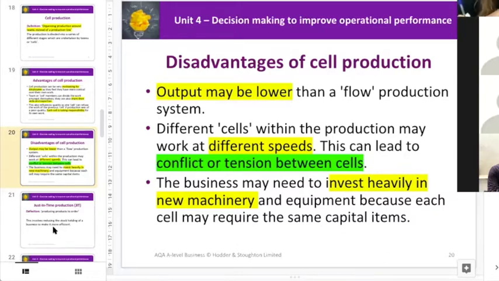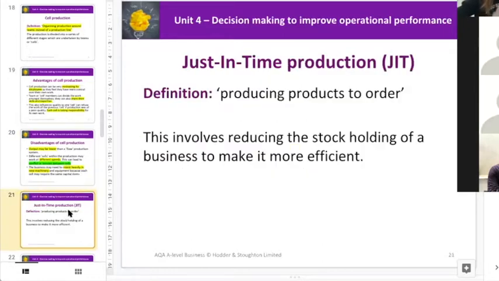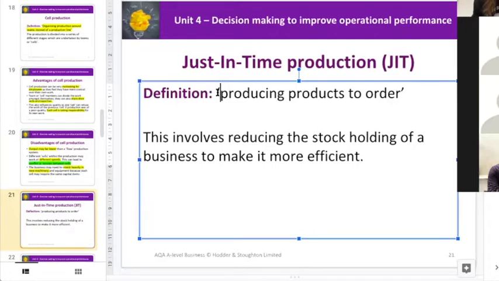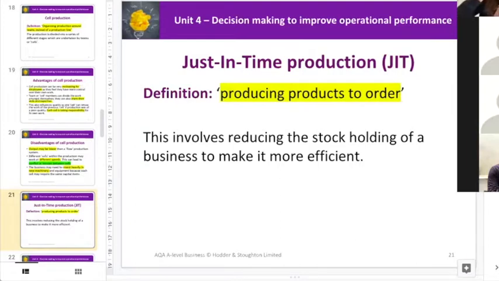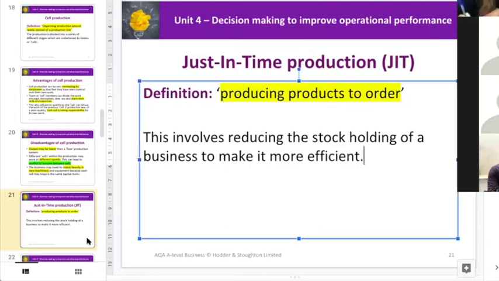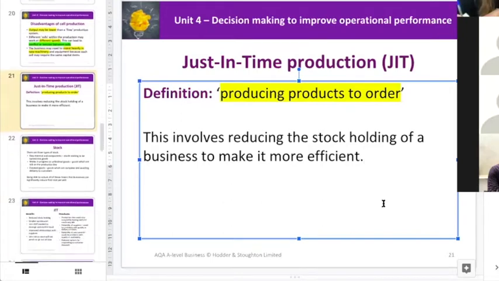Okay, so we have 3 advantages and 3 disadvantages of cell production. That's the second method in lean production. The third one is just in time. This one, the definition is very short. It's basically producing to orders. Just in time production. I'll give you one example here. I think it's the next slide. Examples.